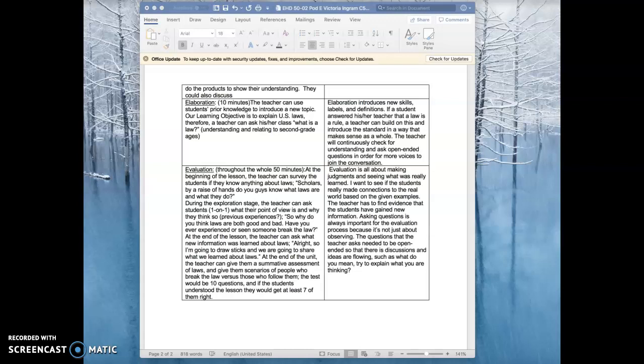At the end of the unit, the teacher can give them a summative assessment of laws. And you can base this on 10 questions, and it could also be your exit ticket out the door. So overall, evaluation is about making judgments and keeping track of what your students learn. This is very important for ongoing in their classroom experience.